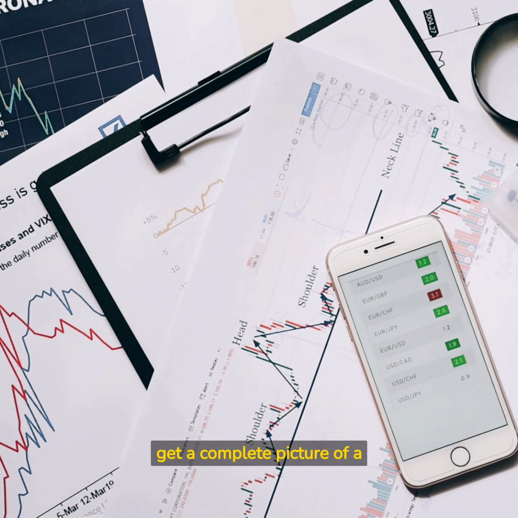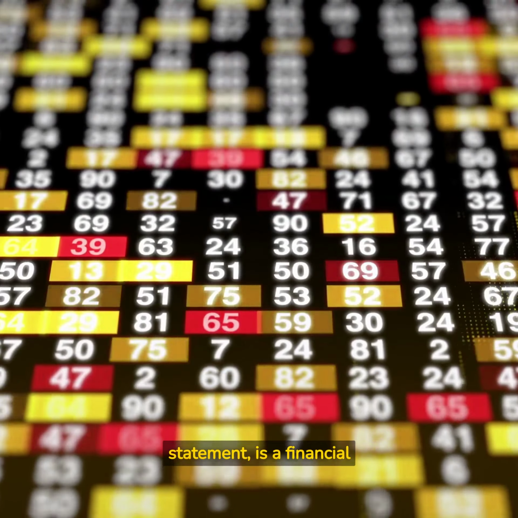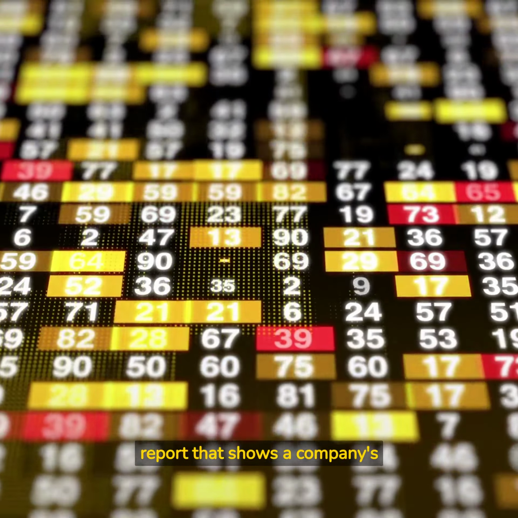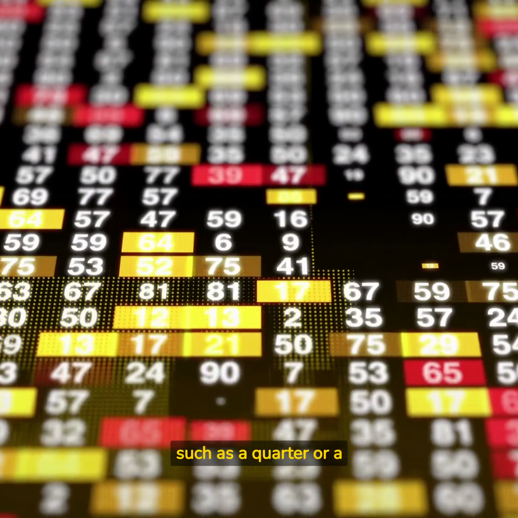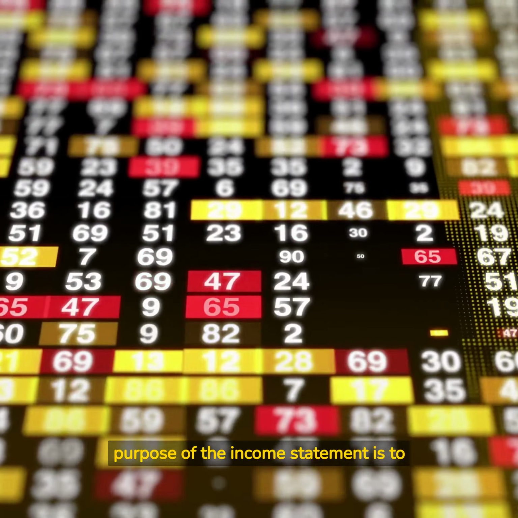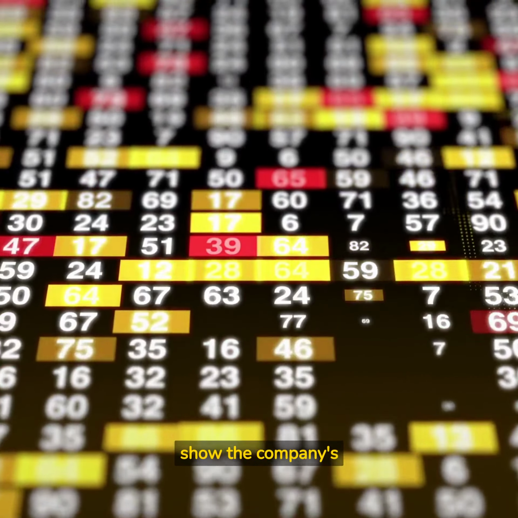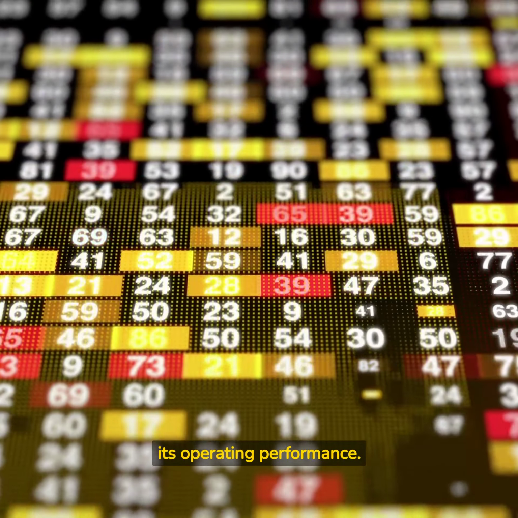An income statement, also known as a profit and loss statement, is a financial report that shows a company's revenue and expenses over a specified period of time, such as a quarter or a year. The purpose of the income statement is to show the company's profitability and provide information about its operating performance.